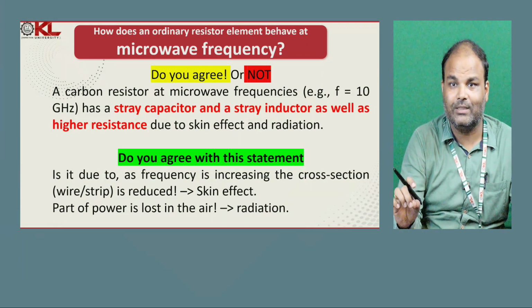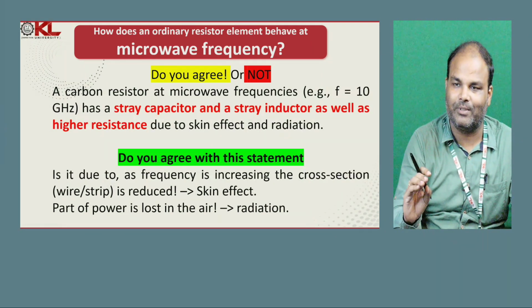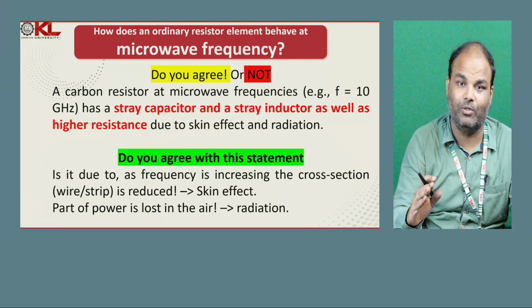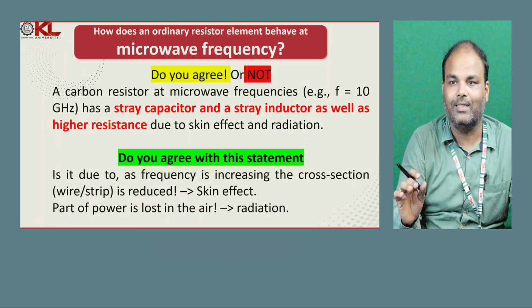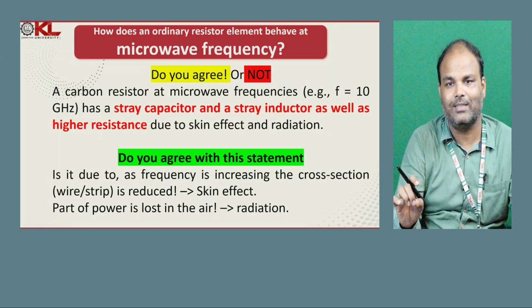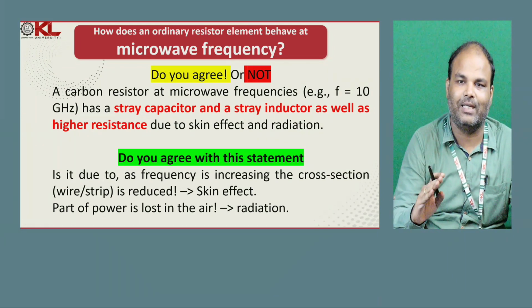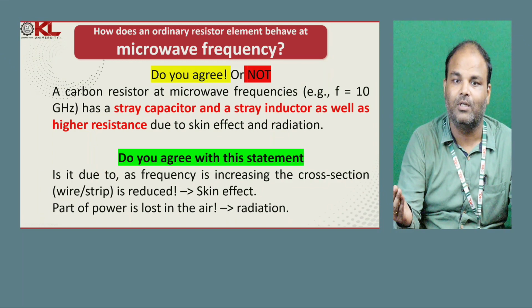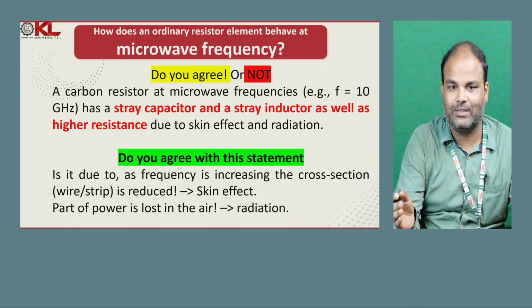A carbon resistor at microwave frequency, about 10 GHz for example, has a stray capacitor. Already I told you the capacitor will behave like a stray capacitor and a stray inductor as well, as well as a higher resistance due to skin effect and radiation. So due to skin effect and radiation, there are stray capacitors and stray inductors associated with the resistor. Do you agree with this statement?